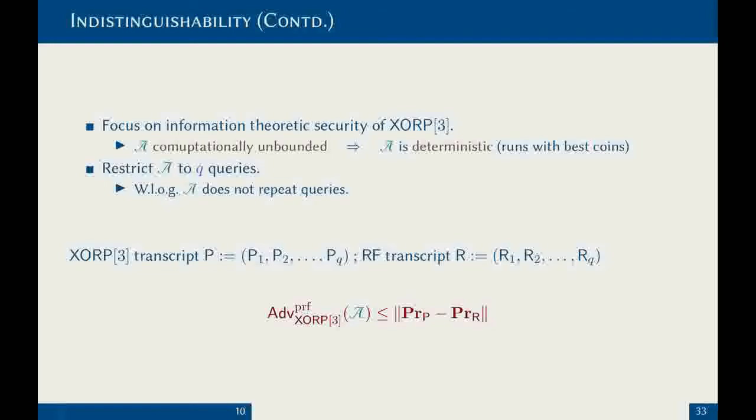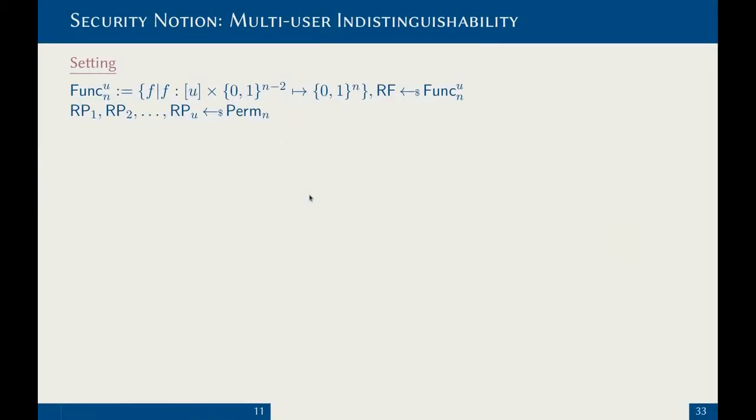Under these conditions, when the transcript in the real world is given by the tuple p1 to pq, and that in the ideal world is given by the tuple r1 to rq, which follow the distributions PRP and PRR, then the adversary's advantage can be shown to be upper bounded by the statistical distance between these two distributions.